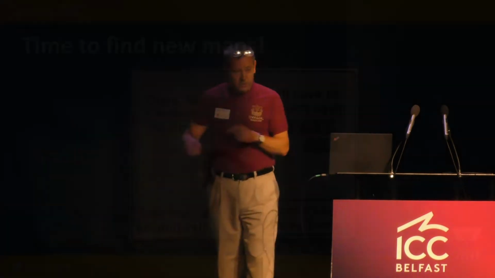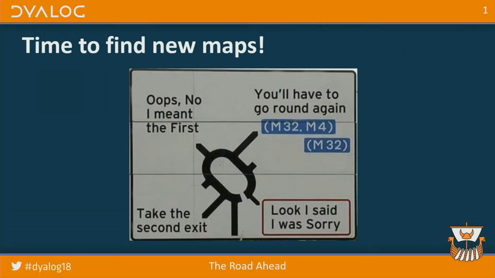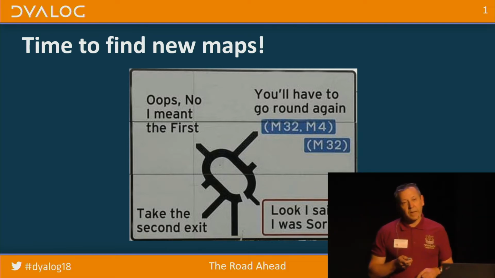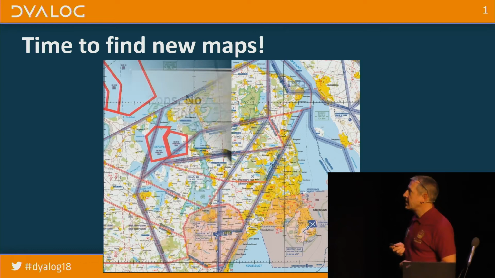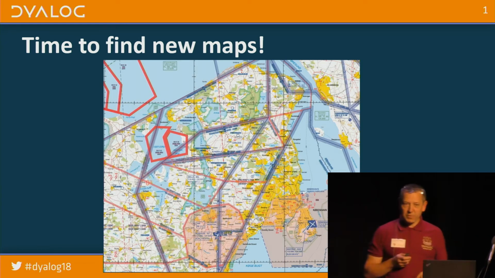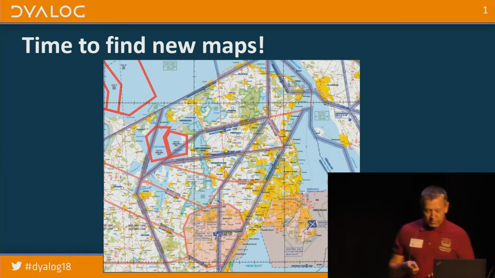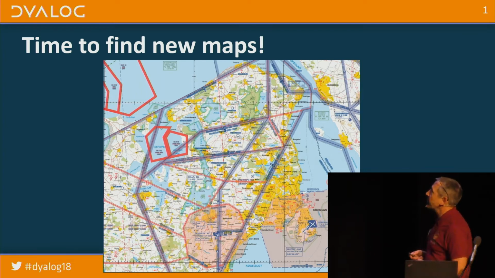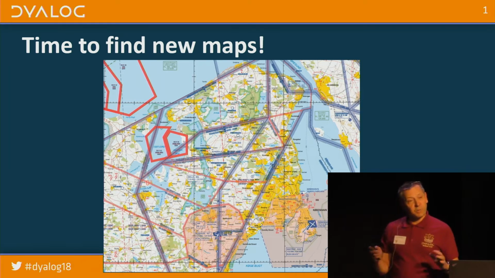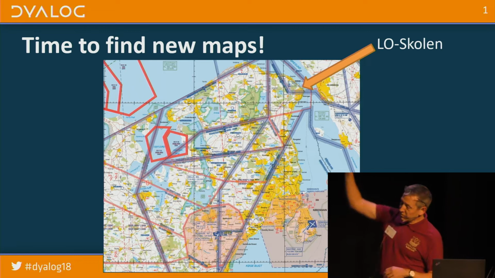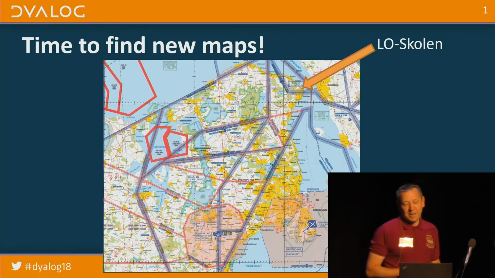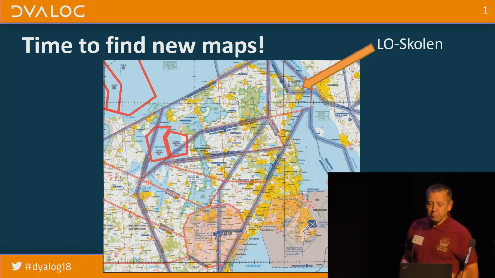There is, however, the obligatory roadmap sign. This is one I've used before, though as we go to cloud computing, of course, we're going to need different kinds of maps. So there's a few new things you need to learn, but don't worry, the things that you know are still there. Everything you know still is. So LO-skolen, for example, is up there on the new maps as well.